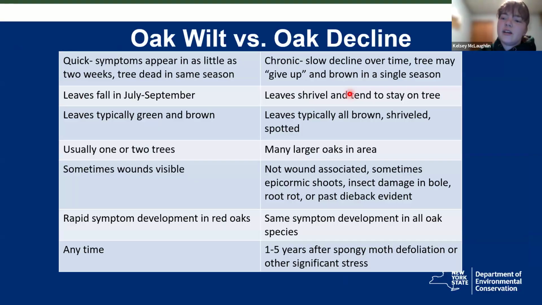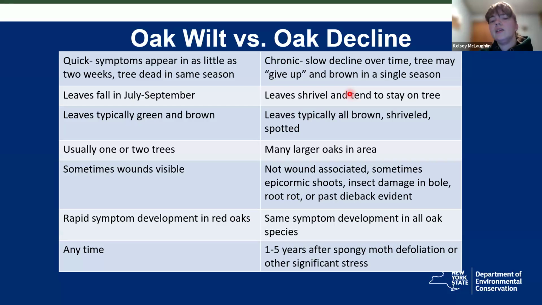So, oh my gosh, how am I going to tell the difference between oak wilt and oak decline? It can be challenging, but I've made a table. I'm going to try to walk us through it. So oak wilt, it's a very, very quick disease. The symptoms appear in as little as 2 weeks, and the tree is dead in the same season.